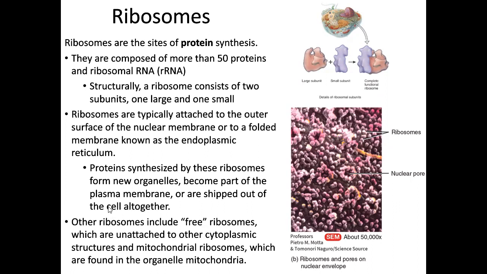You also will find ribosomes free floating throughout the cytoplasm, unattached to anything else. So we call those free ribosomes. There are also ribosomes inside the mitochondria. We literally call those mitochondrial ribosomes, and they make proteins specific for the mitochondria.